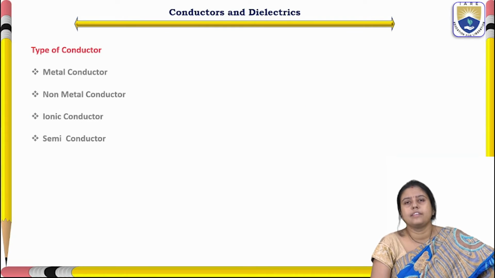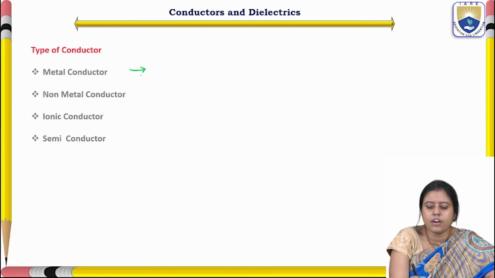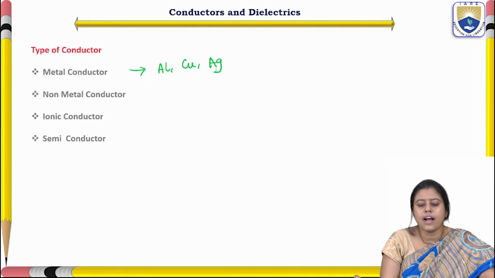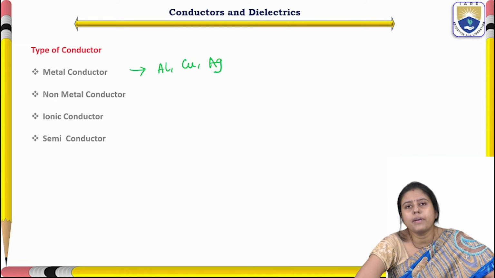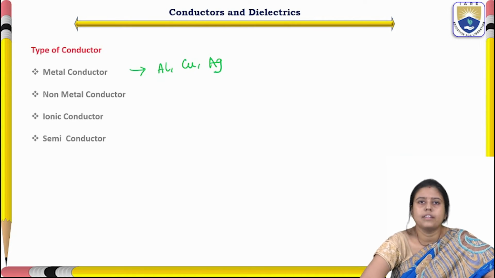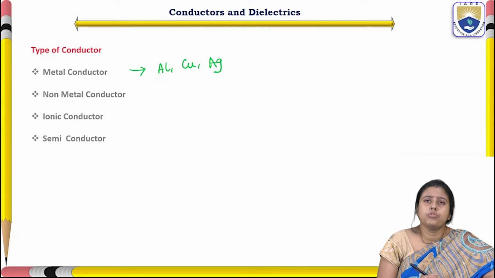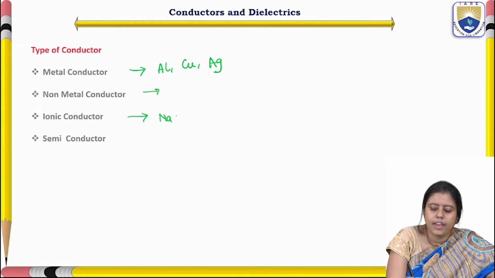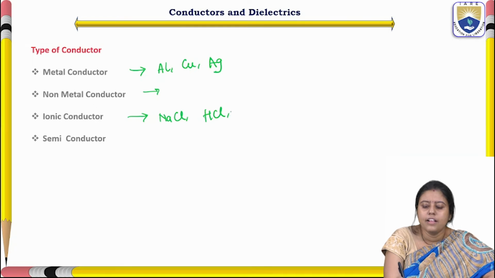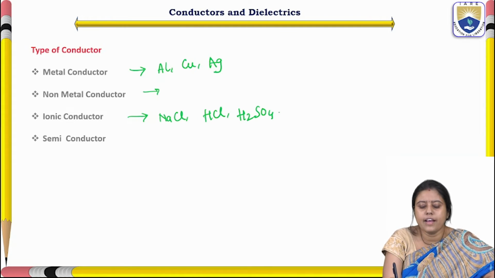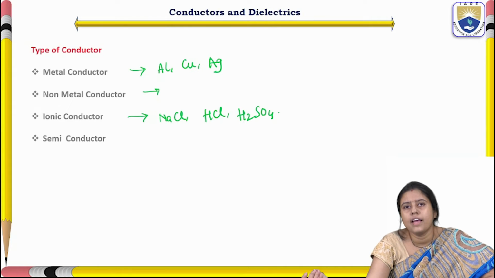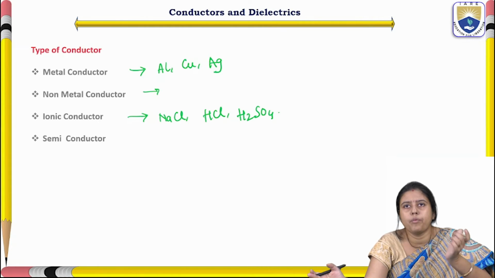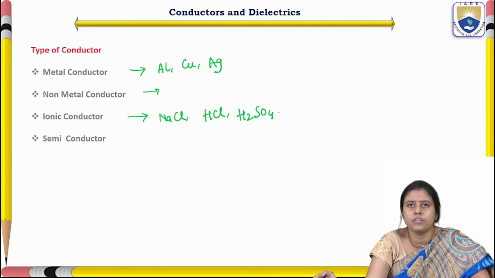So, types of conductors. The first one is the metal conductor. What is a metal conductor? Aluminium, copper, silver. These are the metal conductors. Non-metal conductors are some compounds which behave like conductors, and these are known as ionic conductors, like NaCl, HCl, H2SO4. While we are giving some current, they are divided into positive and negative ions, which help to flow the current.